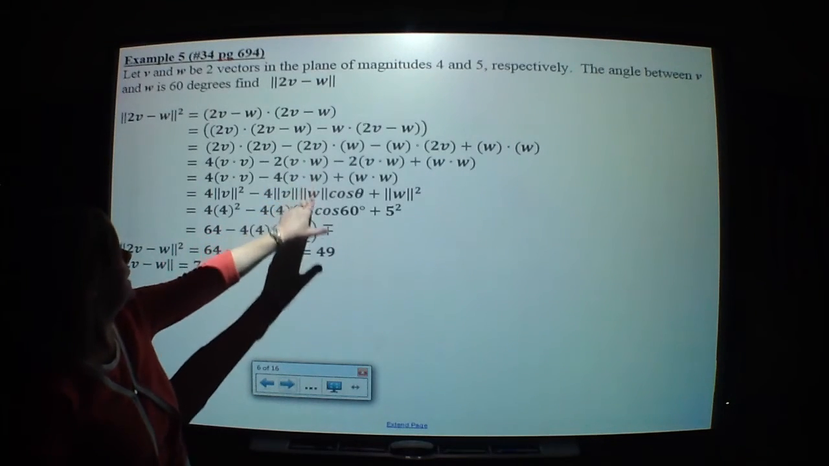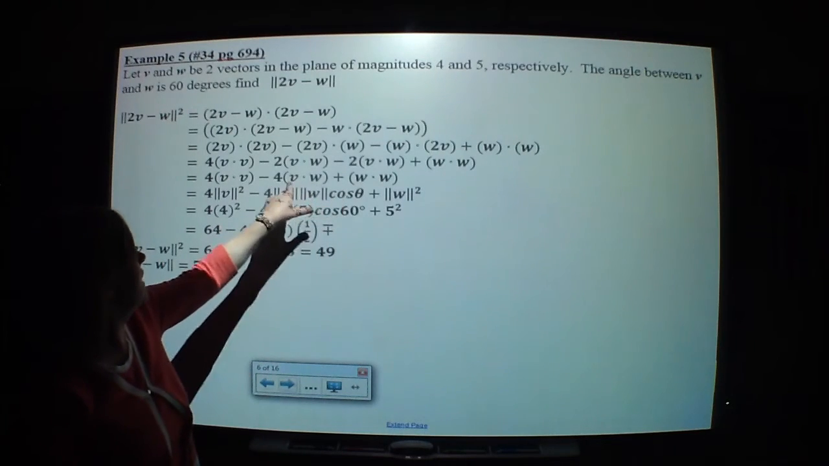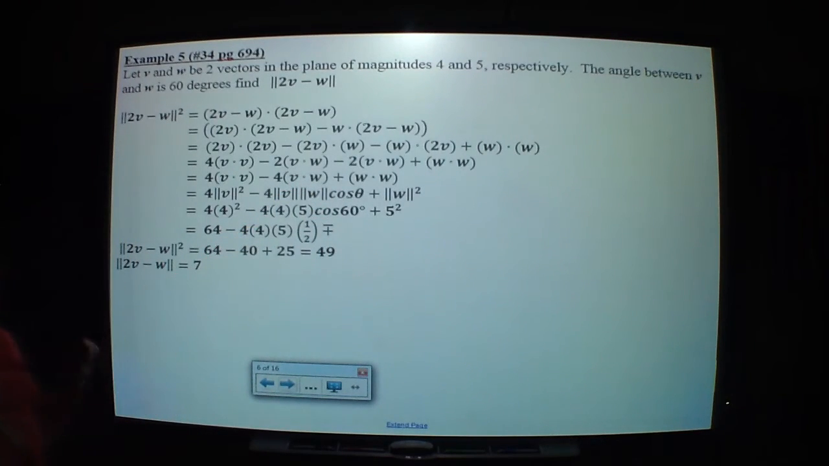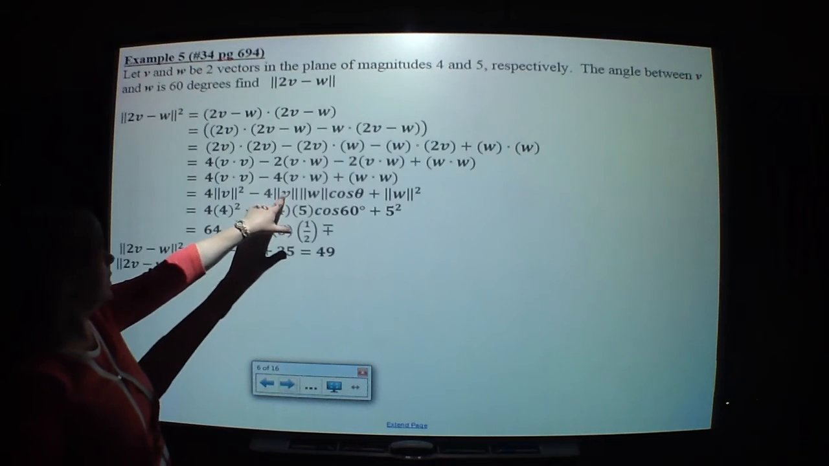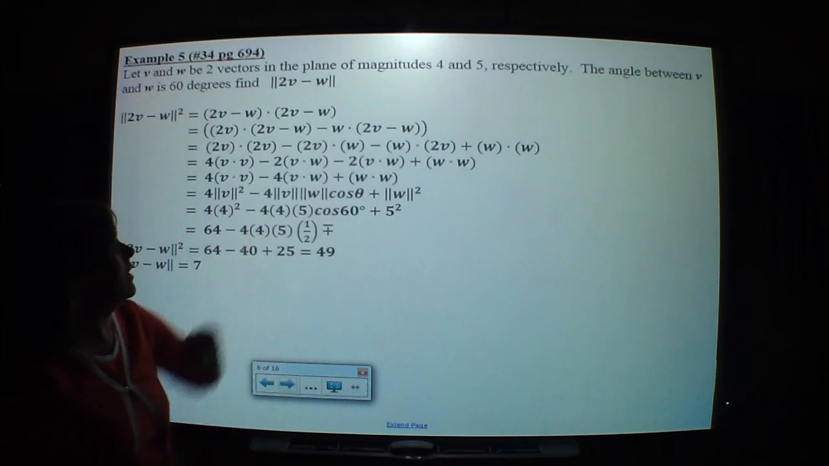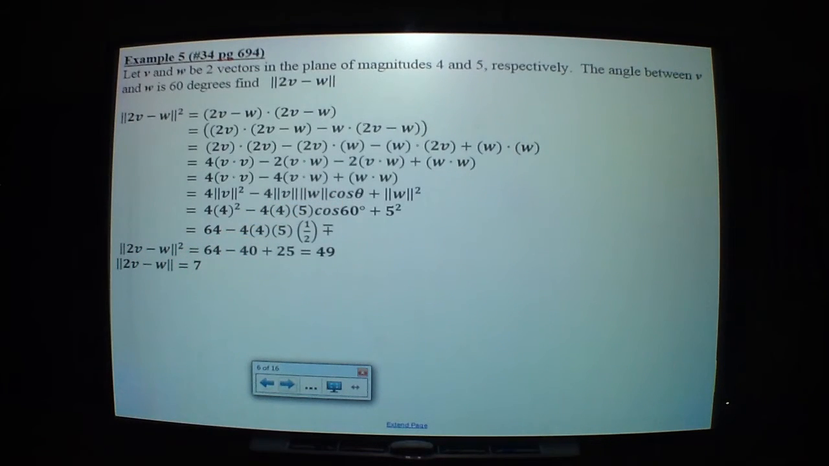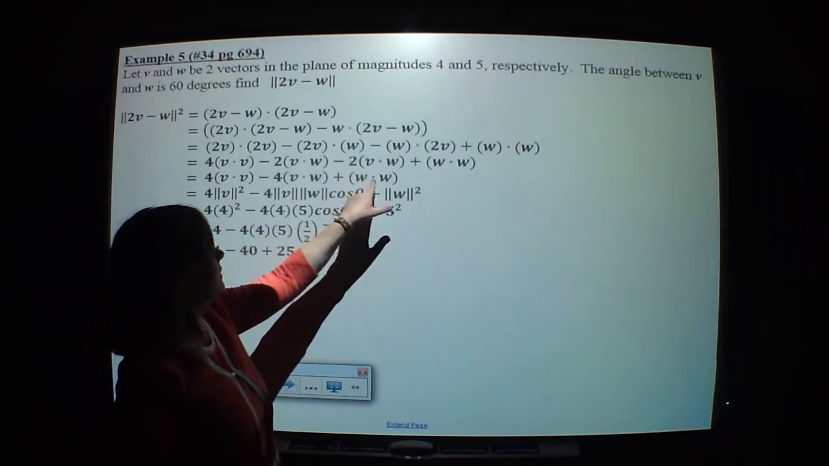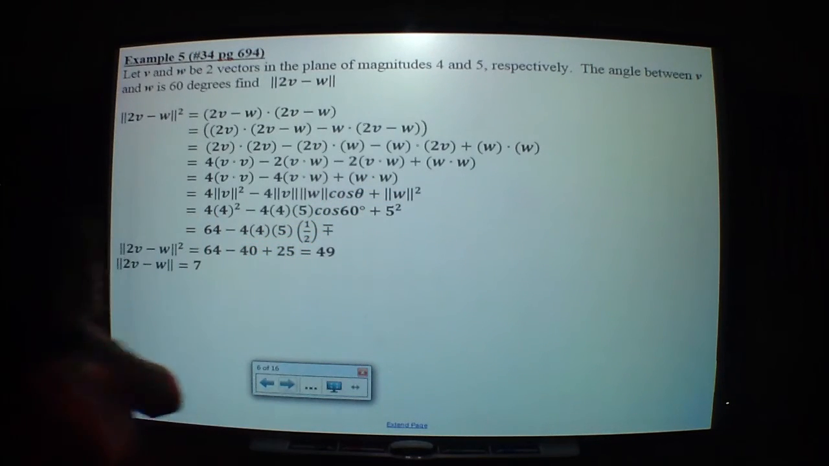Magnitude of V, magnitude of W, cosine of theta. This is from the formula: the dot product is equal to the magnitude of one times the magnitude of the other times the cosine of the angle between them. And the dot product of W and W is the magnitude squared.